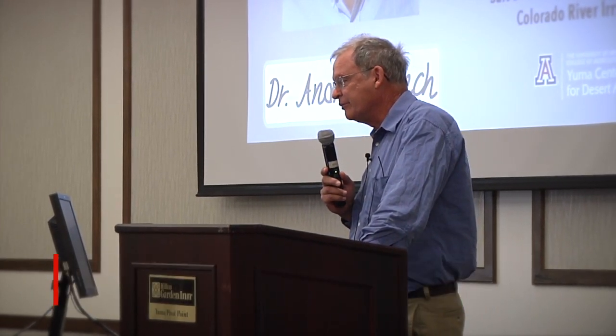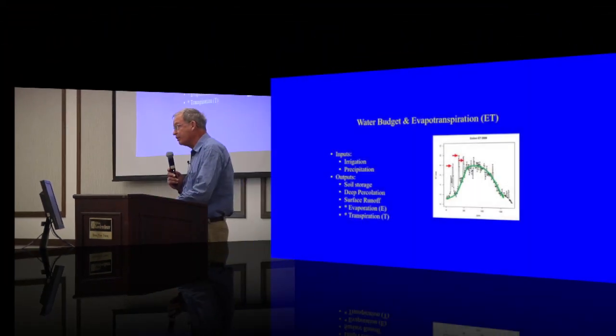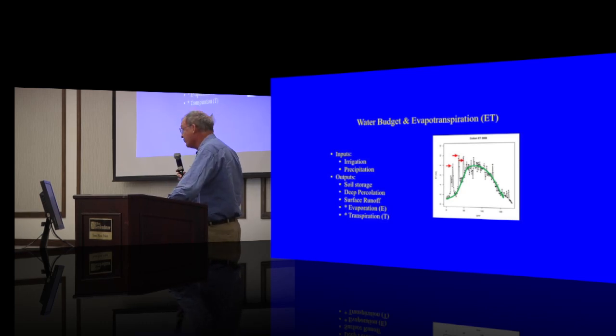Charles has just explained that what we're trying to do is close the water budget, and my role in this is to compute or measure the evapotranspiration part of the water budget. So the inputs are irrigation and precipitation. We know what the irrigations are in the Yuma area, but we don't know accurate numbers of soil storage and deep percolation. Surface runoff is minimal.